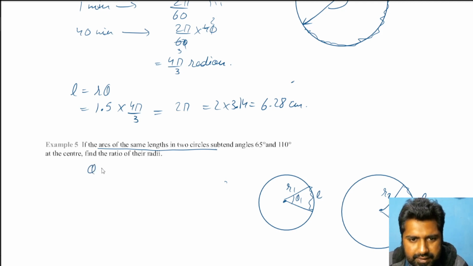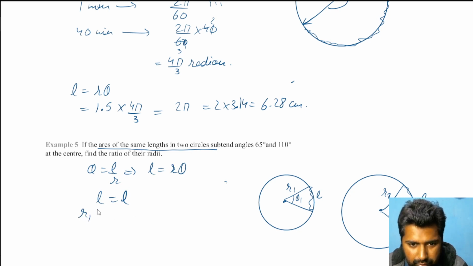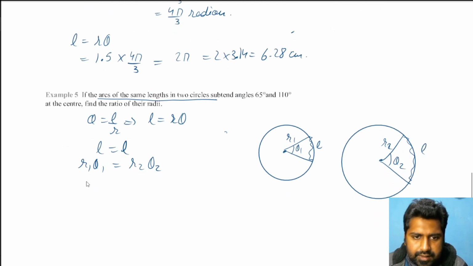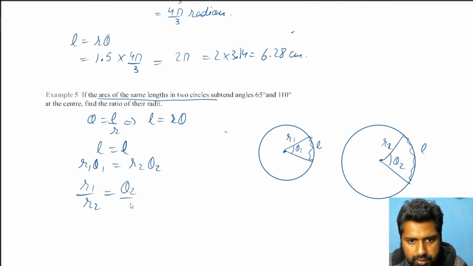The formula is theta is equal to L by R. That means L is R theta. So since the length in both situations is the same, R1 theta 1 should be equal to R2 theta 2. He's asking us to find the ratio of the radius. So R1 upon R2 is equal to theta 2 by theta 1.